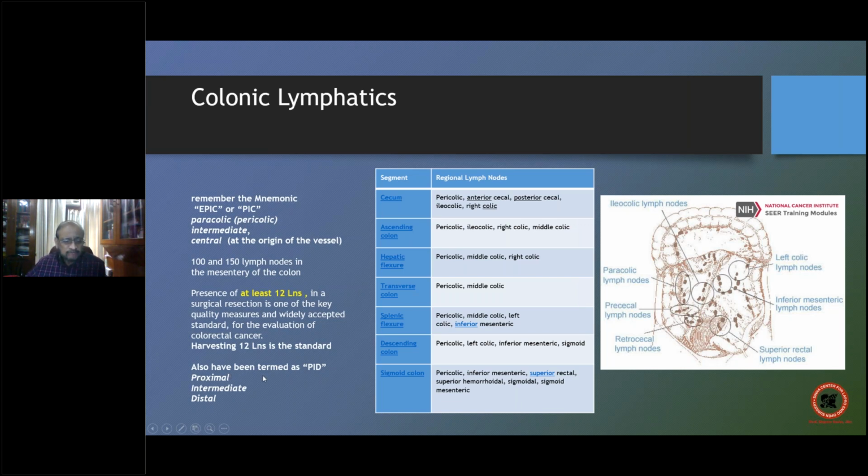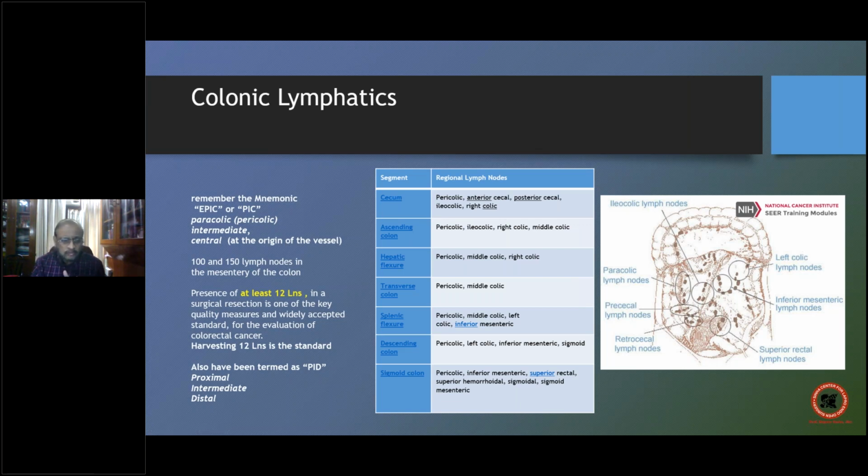And the second is the PID. You're going from proximal to the intermediate and the distal. Proximal, intermediate, distal. So whether you want to go from central to out or from out to central, you can follow either the mnemonic PID or the mnemonic EPIC or PIC.